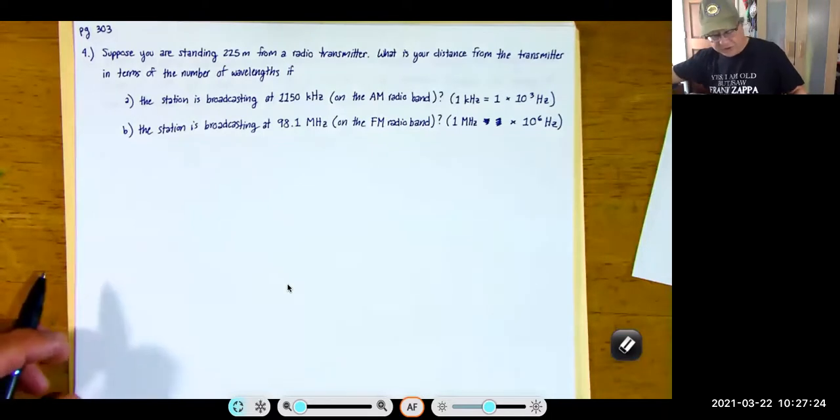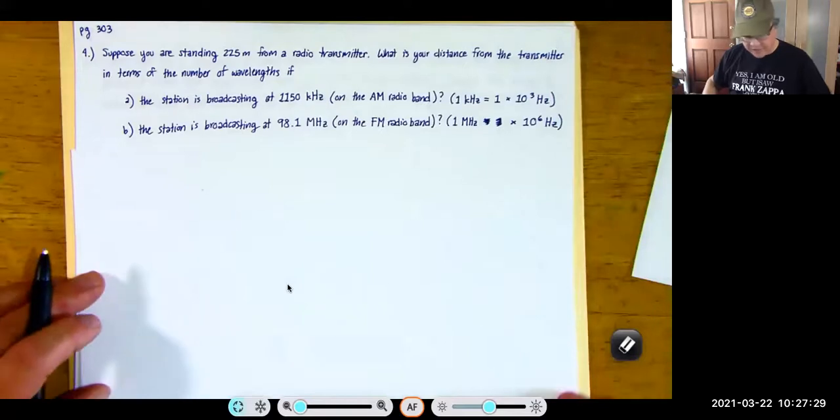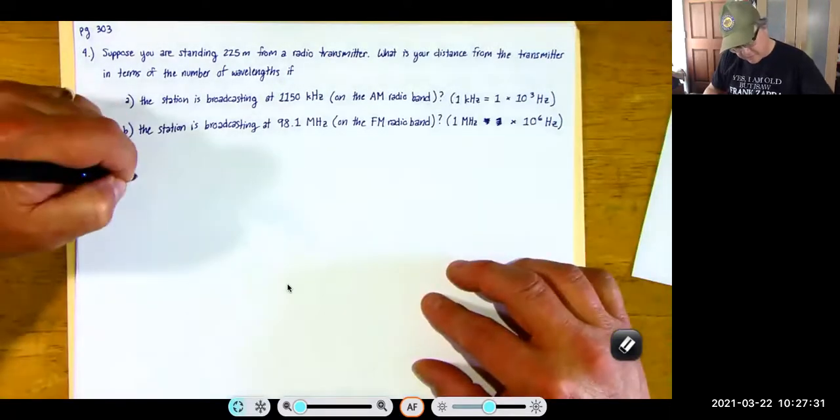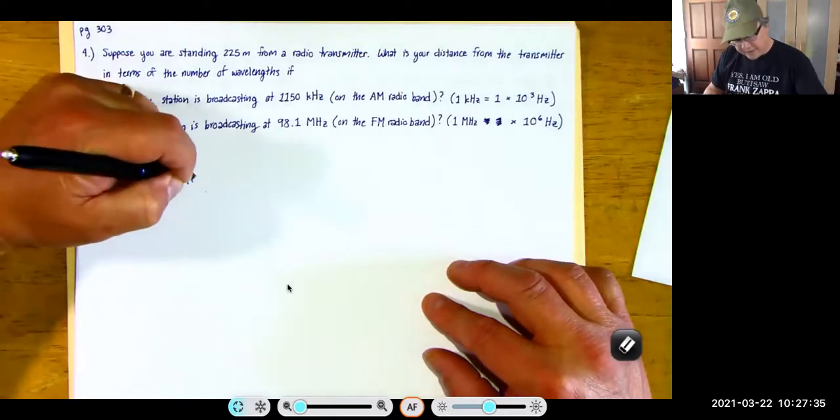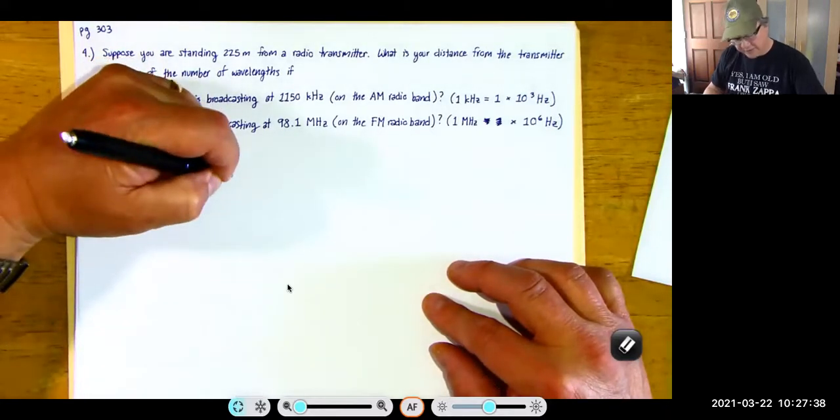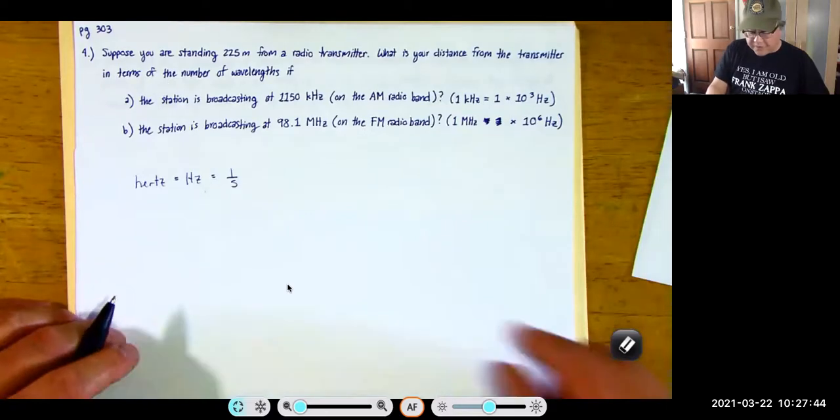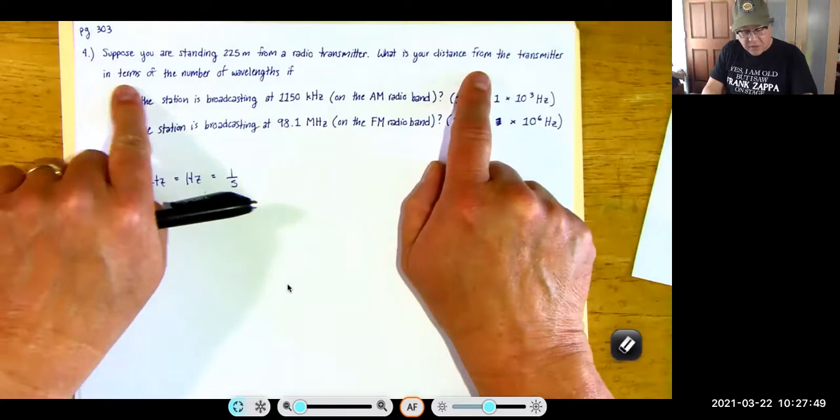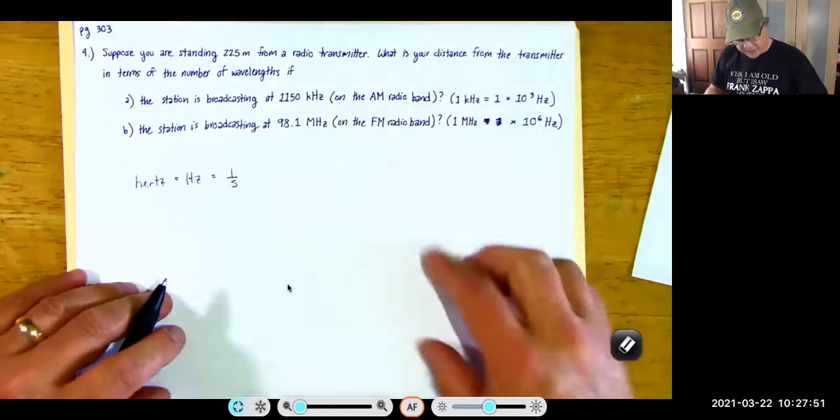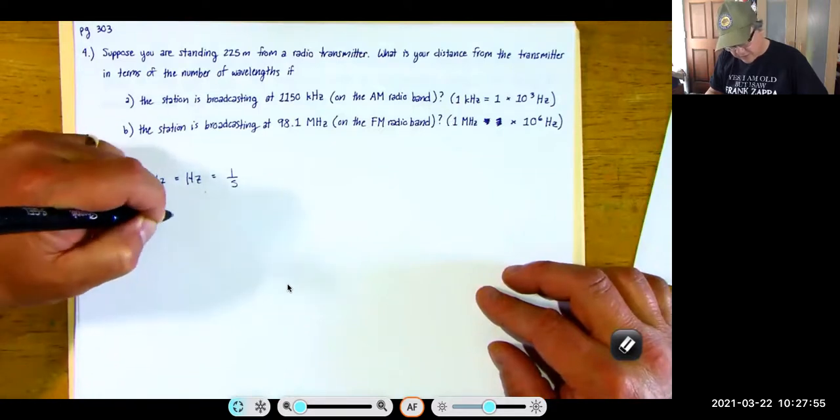Okay, so what is this term hertz? Well, it turns out that a hertz, like the car company, which has the symbol Hz, is equal to 1 per second. So it's just another way to say per second, but instead of saying per second, you say hertz. So we want the distance from the transmitter in terms of the number of wavelengths. Okay, so we're going to try this formula. C is equal to lambda nu.